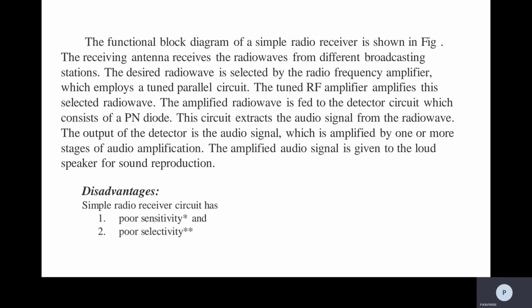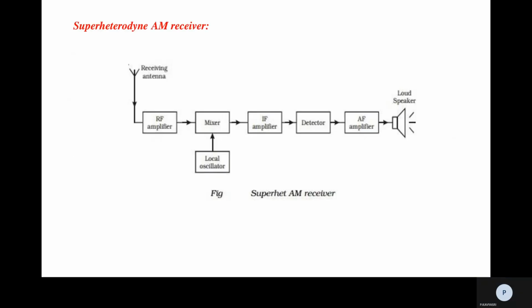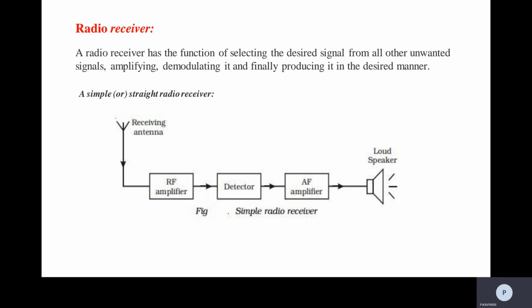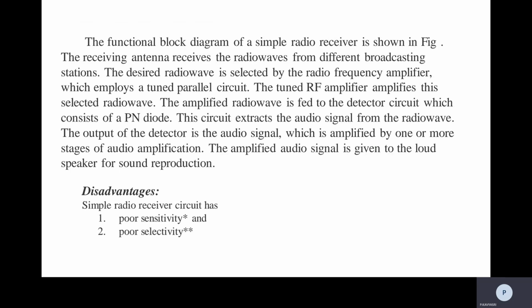That amplified radio wave is fed to the detector circuit, which consists of a PN diode. So the output of the RF amplifier is given to the detector, which has a PN diode. This circuit extracts the audio signal from the radio wave, and the output of the detector is the audio signal, which is amplified by one or more stages of audio amplification. The amplified audio signal is given to the loudspeaker for sound reproduction.